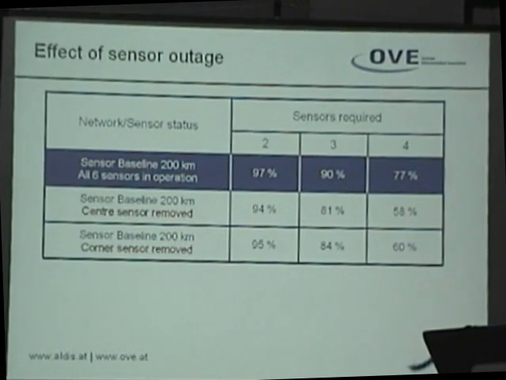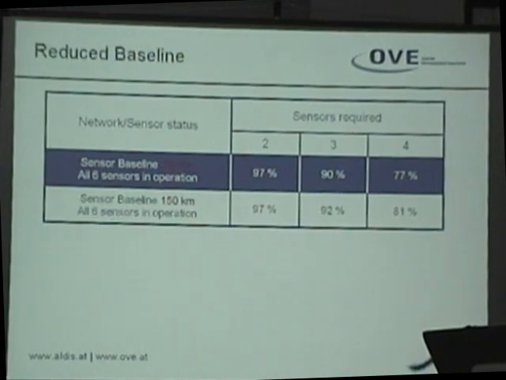If I remove a corner sensor, you see also in a 2 sensor network, even in a network where I require 2 sensors, the reduction is not dramatic. For a 4 sensor network, again, significant.